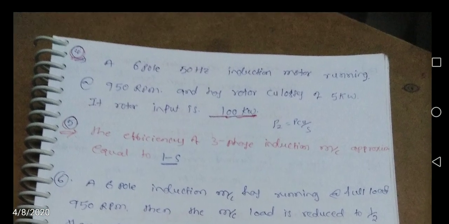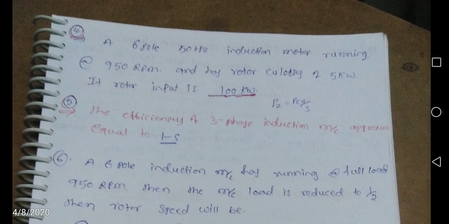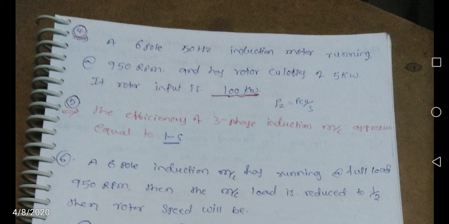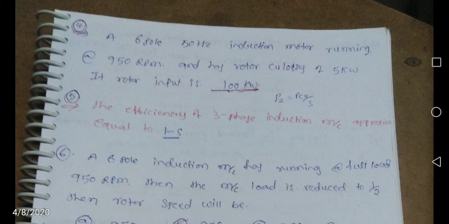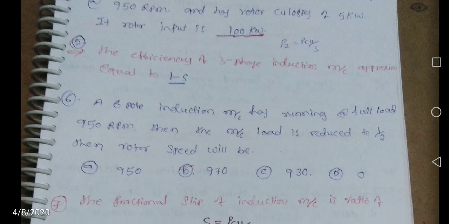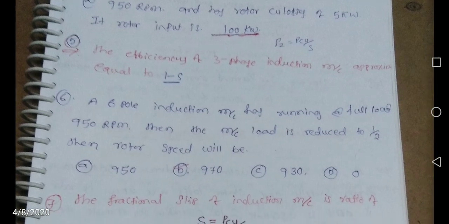A 6-pole induction machine is running at full load at 950 rpm. Then the machine load is reduced. The motor speed will be a higher value, that means an increasing value. In the options, A is 950, B is 970, C is 930, and D is 0. So D is wrong. Option C is wrong. If the load is reduced, then the speed has to be increased.